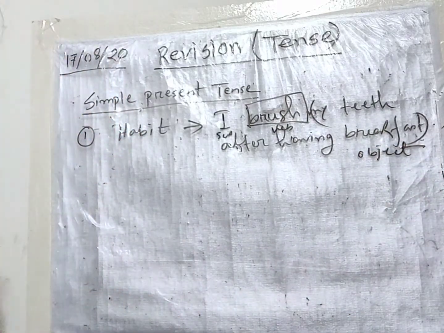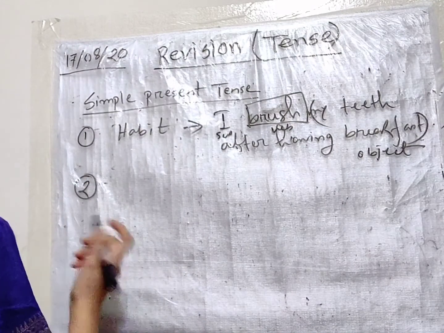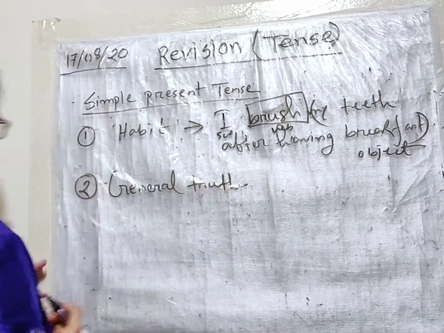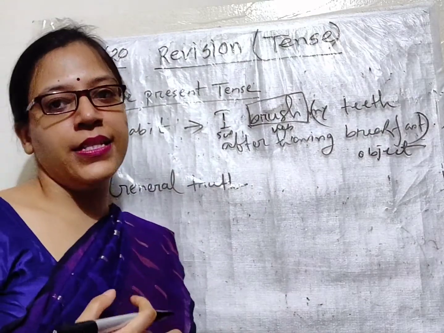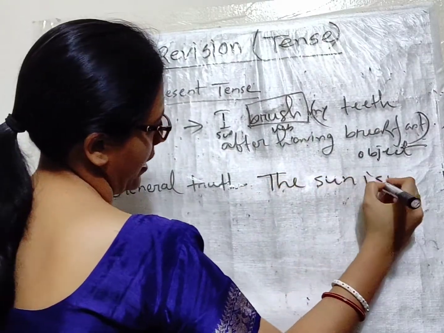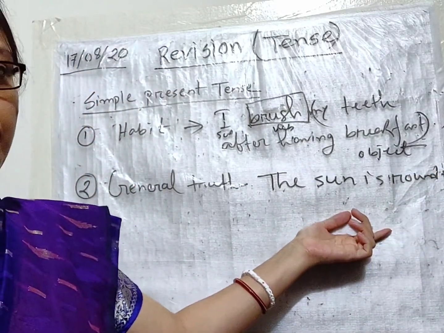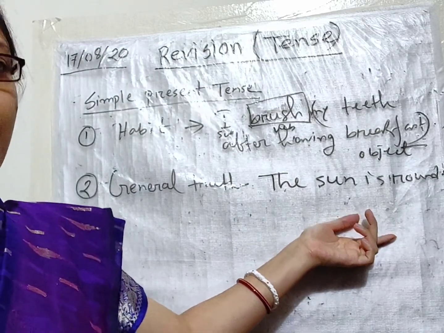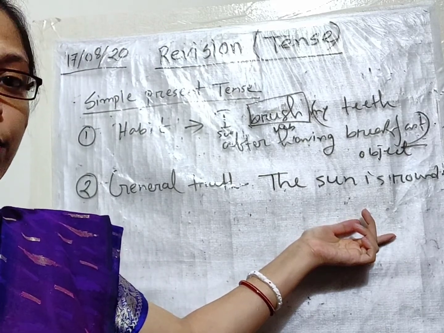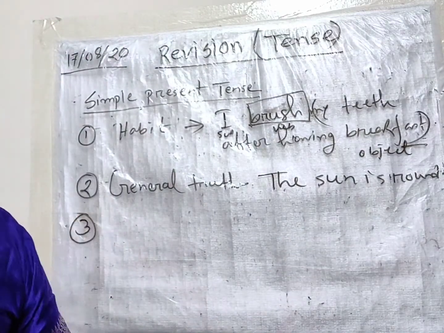Next, we use simple present tense to express general truth. For example, if I say the sun is round, it is a universal truth. You cannot change it. So all the things that are universal truth should be written in simple present form, following the simple present structure. Clear?